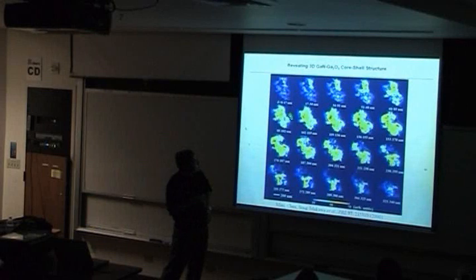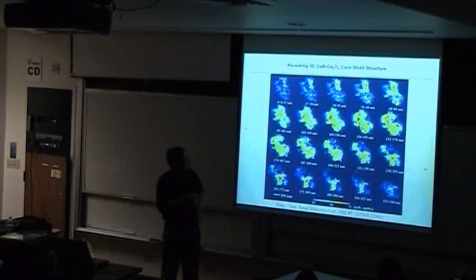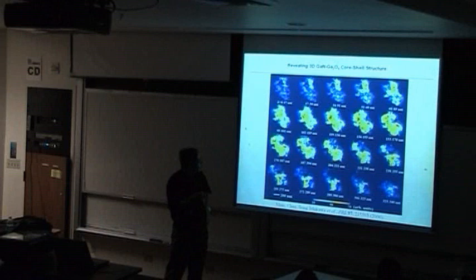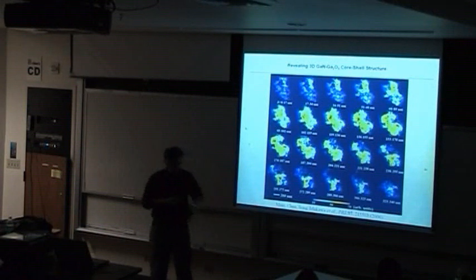And the different electron density corresponds to different colors. You can see each slice corresponds to 17 nanometers. So you can see it's really like a nanotomography. This core and the shell structures, you can see really 3D.